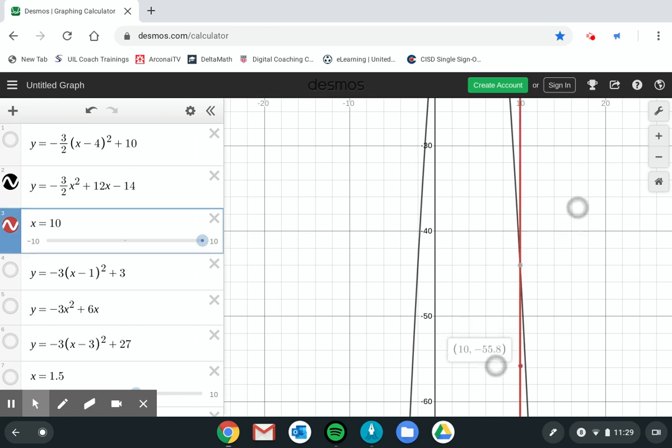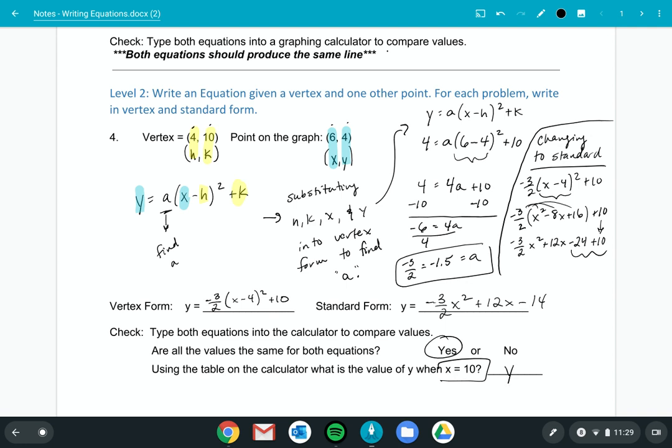So let's take a look at it. Oh, look, they do intersect. The red line represents x equals 10. My black line represents either my vertex or my standard, doesn't matter. And they intersect at the y value of negative 44. And that's all we're finding. So whenever they're asking, find the y when x is this, or find the x when y is this, we're just typing that into Desmos and finding an intersection, which makes it easy.